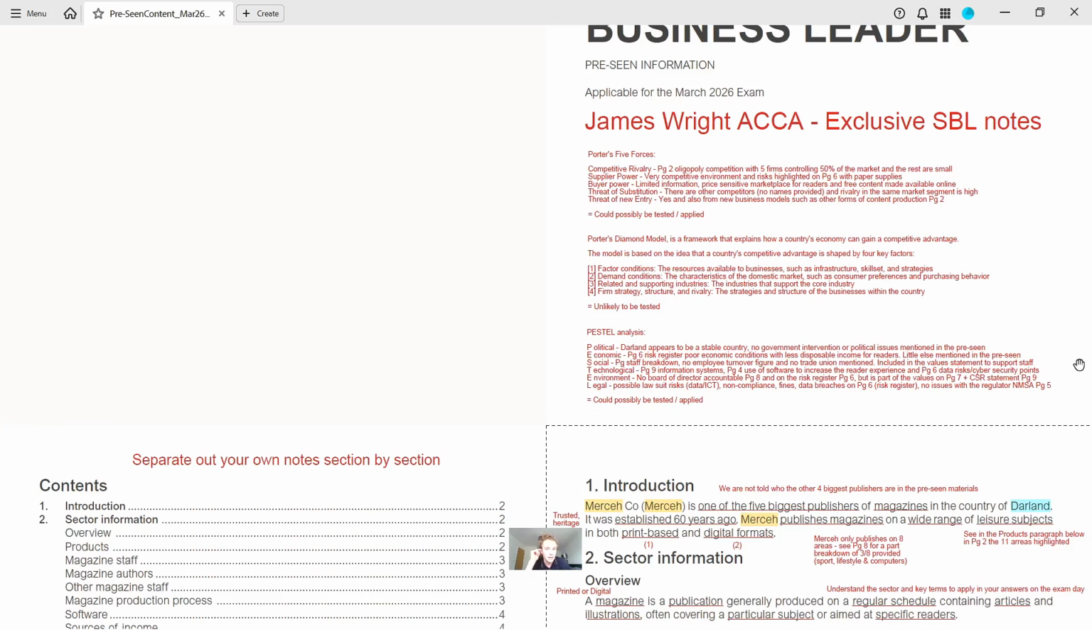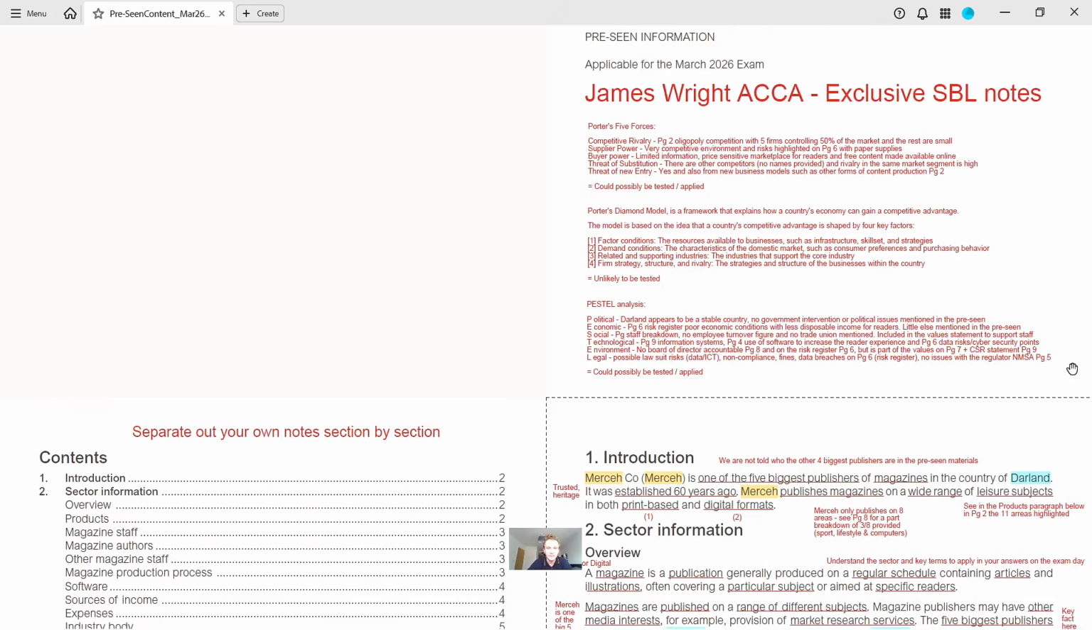And lastly, but by no means least, the legal points of possible lawsuits linking into data and ICT, non-compliance, fines, data breaches on there. Check out the risk register on page 6, and no issues with the regulator on page 5 to note as of yet. So could be tested, lots to talk about. PESTEL analysis should be in your notes to revise.